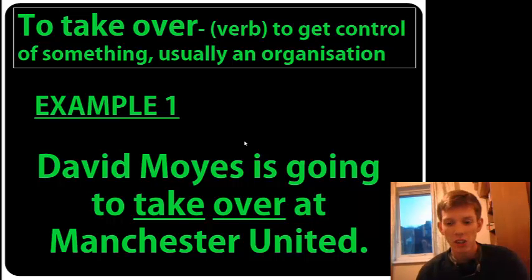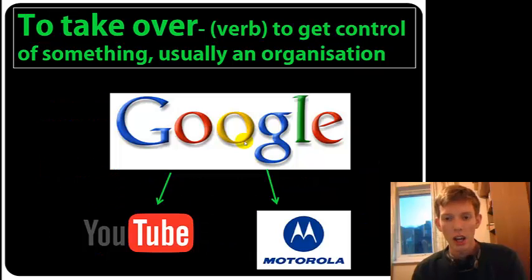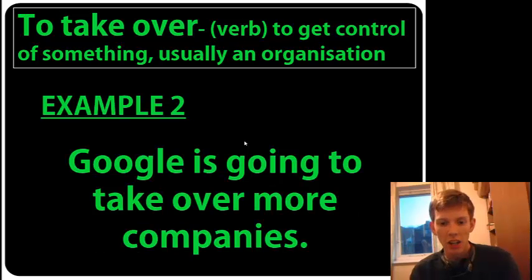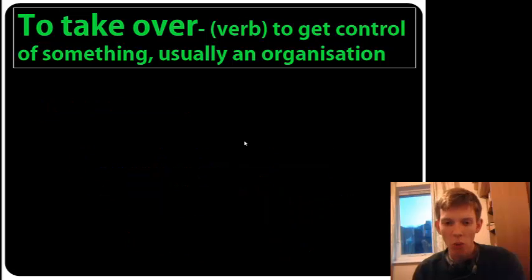That's because he's going to get control. He's going to become the boss of Manchester United. Take over is also used in businesses. So, for example, Google paid lots of money to get YouTube and Motorola. So we can say Google is going to take over more companies. So the verb to take over just means get control.